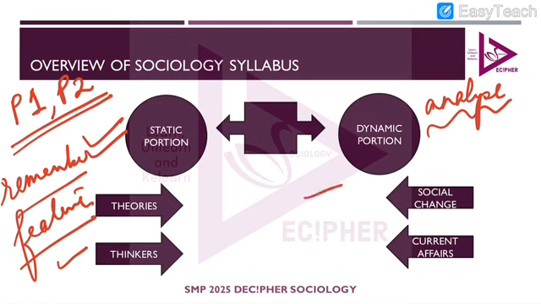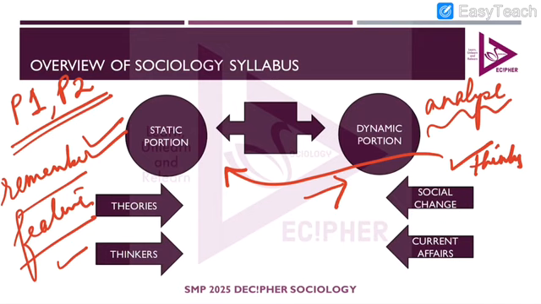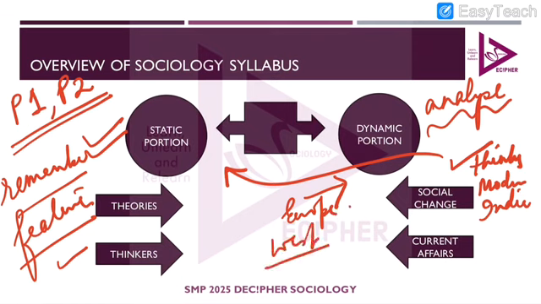Then comes the dynamic portion. Here we have to majorly study about social change. The thinkers, of course, will remain constant, will remain in the static portion, but the social change that we are seeing in today's world, let's say in modern India, in modern Europe, in modern West. So, what changes are we seeing? For example, globalization, liberalization, privatization, all these things we will be learning about in social change.